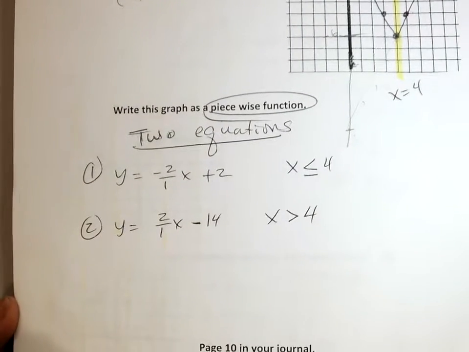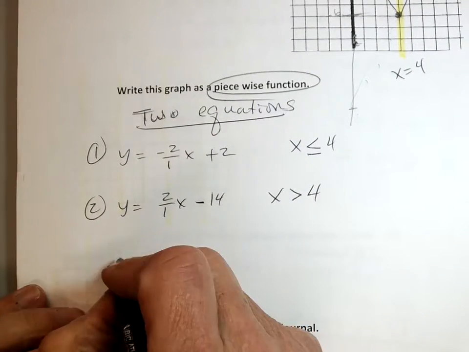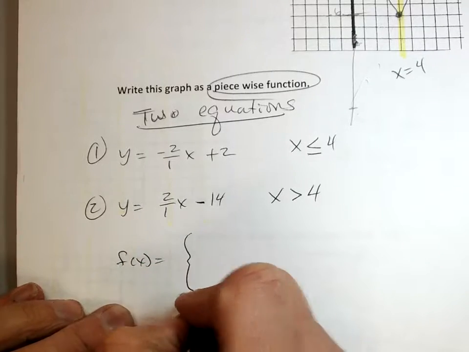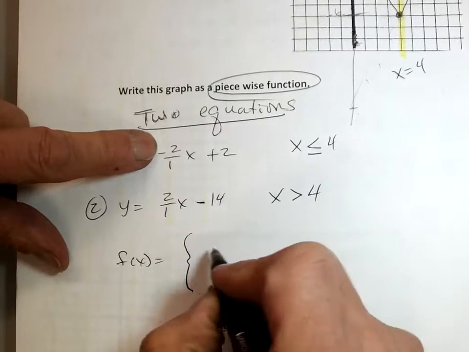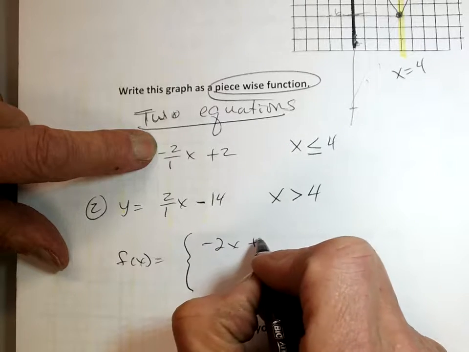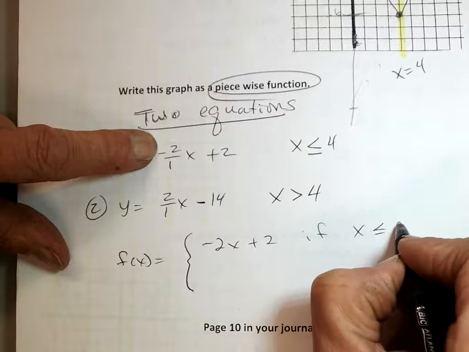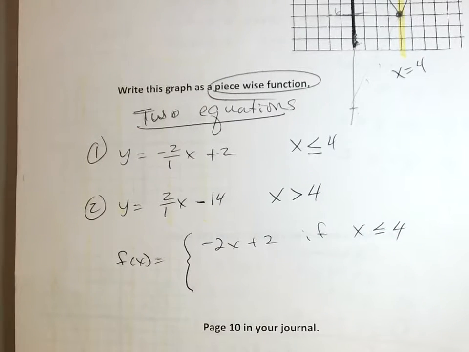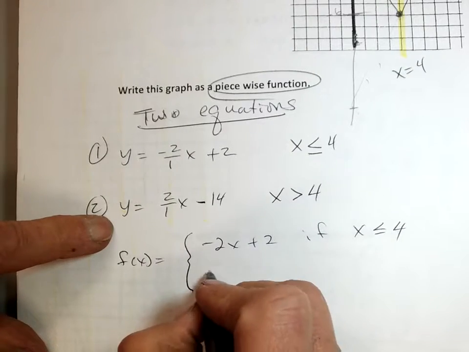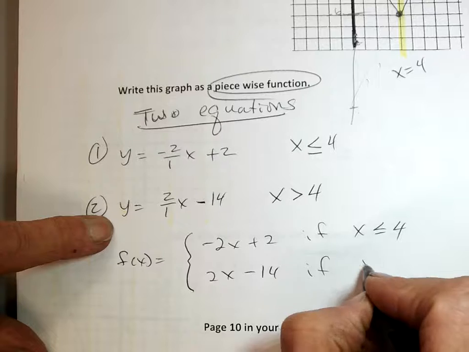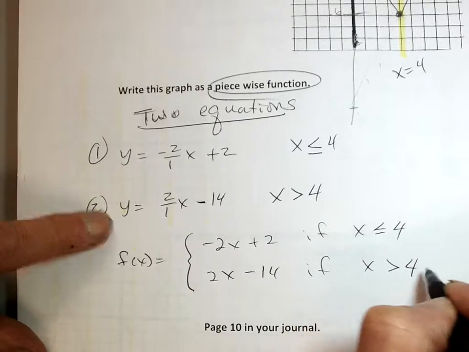So we're going to write this. F of x is equal to, and I put in my brace, negative 2x plus 2 if x is less than or equal to 4, and equation 2, which is 2x minus 14, if x is greater than 4.